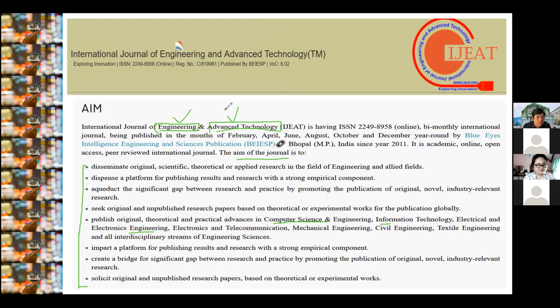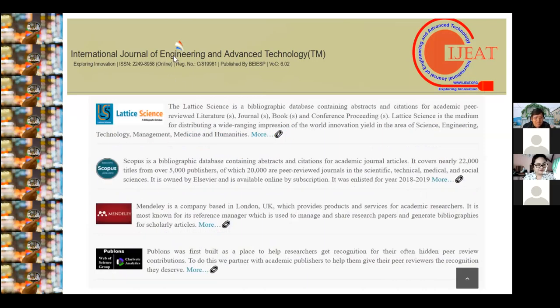Is that good? My answer is yes. Why? Because the topic they look for in their journal is very specific. So what I did is I tried to review and examine their website. In their website, they claim that they are indexed. Here it says they are currently indexed in Scopus.